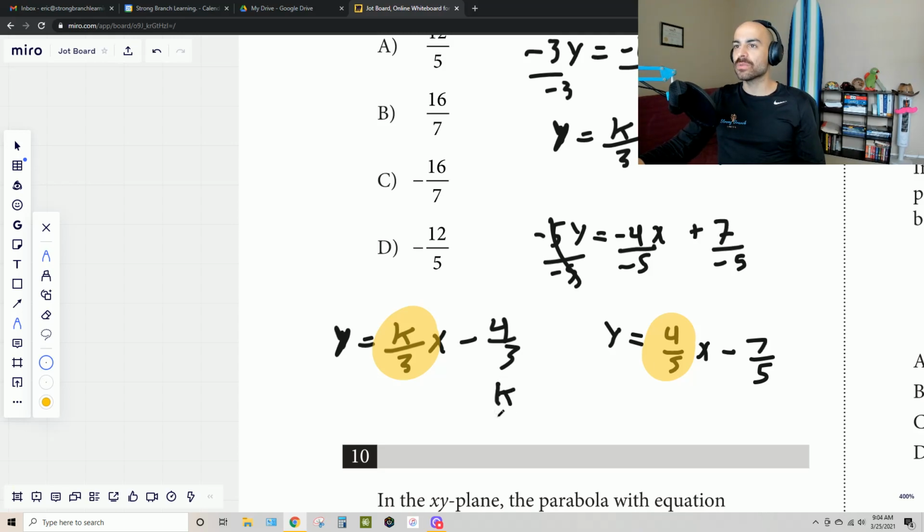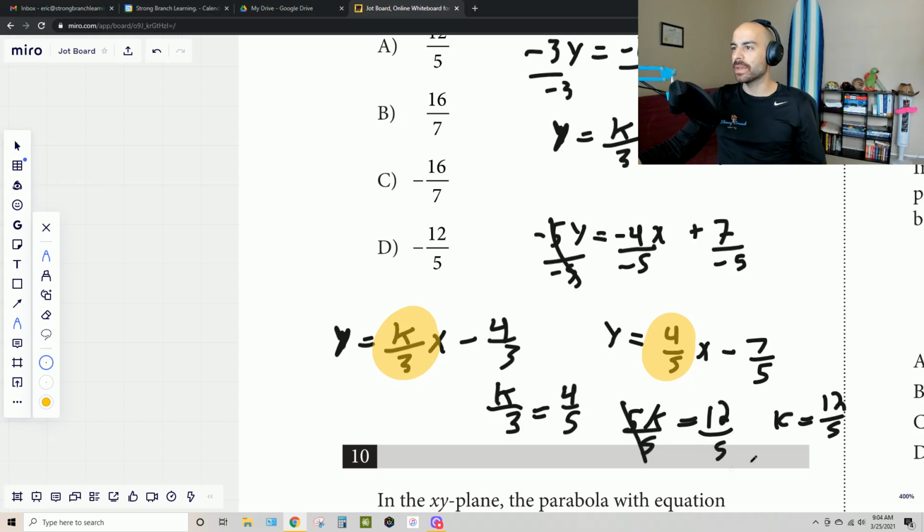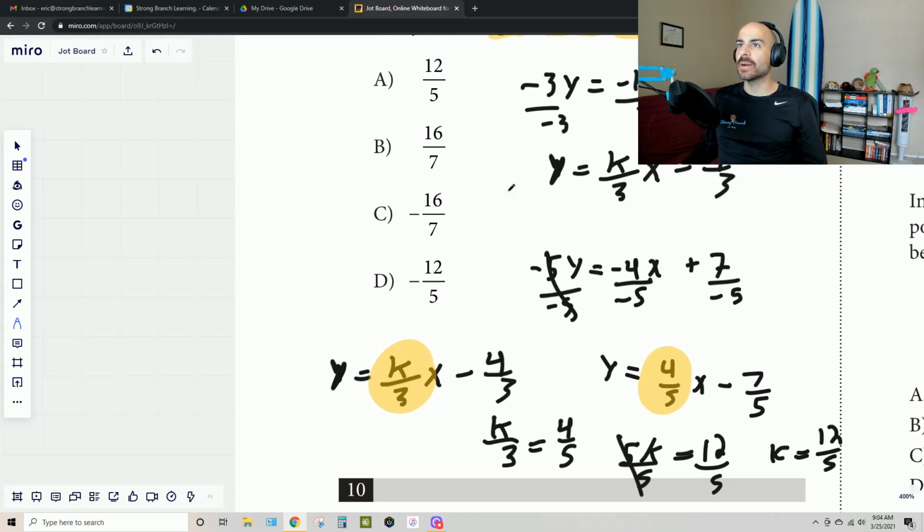So the best thing we could do is put k over 3 equals 4 over 5. What do we need k to be for this to actually equal that? Well, we have two fractions equal to each other, and we can cross multiply instead of just plugging in numbers and seeing if it works. So k times 5 is 5k, and 4 times 3 gives us 12. Then k has to equal 12 over 5, because we divide both sides by 5 to get k by itself. And we see that that is option A.